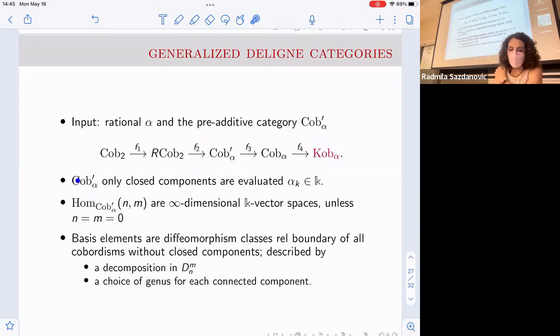again, in this Cob alpha prime, all but closed components are still there. Closed components were evaluated to some alpha k, but these hom spaces between n and m are infinite dimensional unless you have a trivial case where you have no points on top and the bottom. So again, infinite dimensional is not the setting where we want to be. And we know that the basis elements are the diffeomorphism classes relative boundary of all cobordisms without closed components. And we know further that they're in bijection with these decompositions of n plus m points, basically.